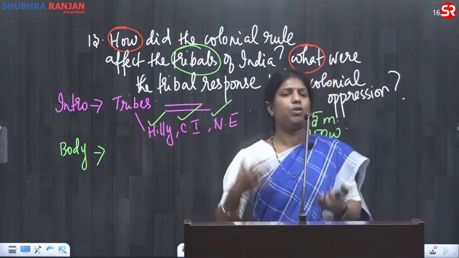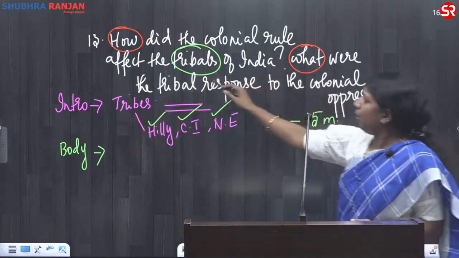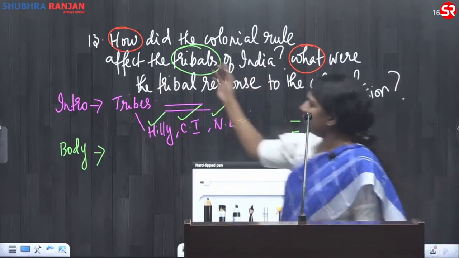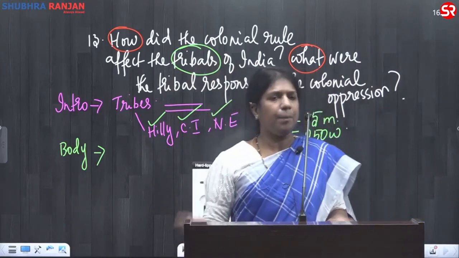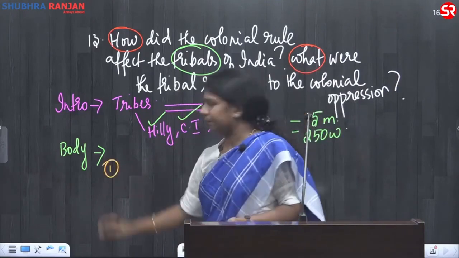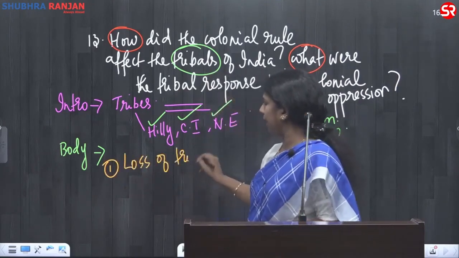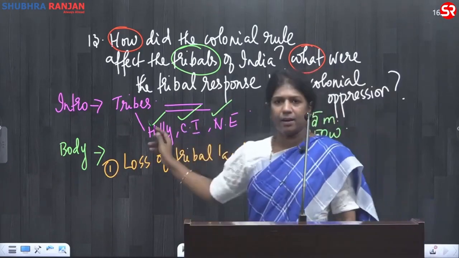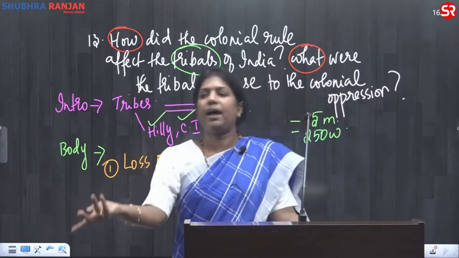When they started encroaching all the tribal land, now the body comes into the picture. How did it affect them? So in the body, you can directly start that the colonial masters oppressed the tribes, or you can directly start it like, affected the tribals, number one. So how did it affect them? Loss of their tribal lands. Don't you think? They completely lost it because the Britishers occupied it. I was a landlord before, but now I don't have land.